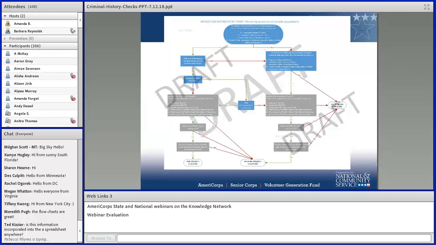Is this information incorporated into a spreadsheet anywhere? It was at one point. It was in the enforcement log, but we got a lot of complaints about how it was too unwieldy and no one liked to use it. So we're like, all right, we'll take it down. We are in the process of creating a much more beautiful form. It will not be a spreadsheet. And hopefully that can come out soon to you guys as well.